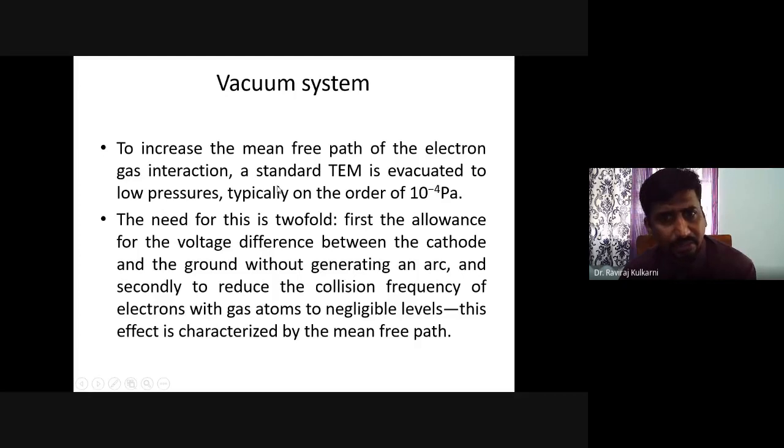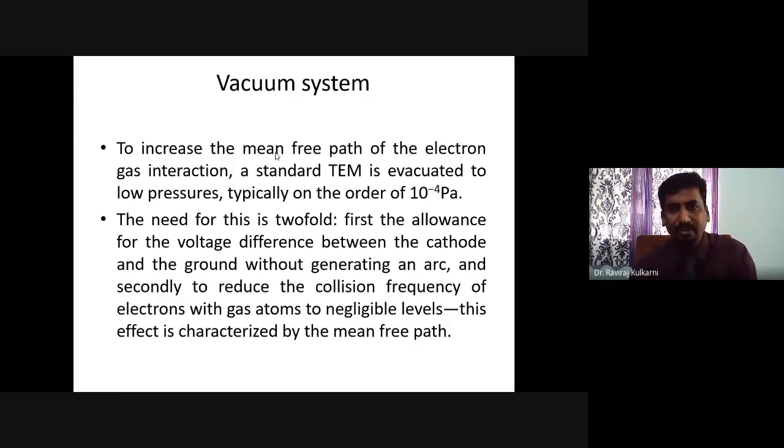Is that clear to you? So it is evacuated to low pressure. Mean free path means how far the electron travels, the path length of the electron without any collision. We call it the mean free path. If an electron travels 10 centimeters without any collision, its mean free path is 10 centimeters. If an electron travels 100 centimeters without any collision, then its mean free path is 100 centimeters.